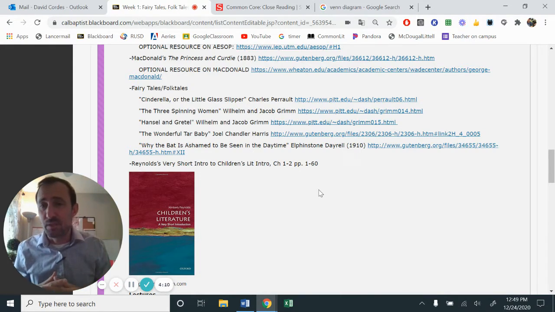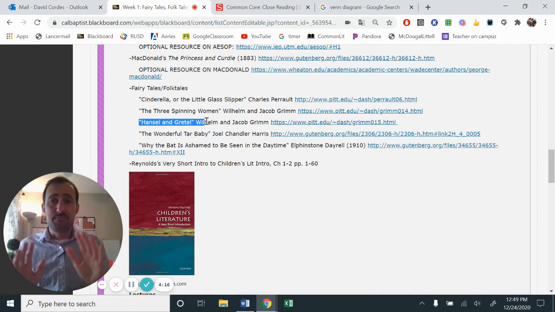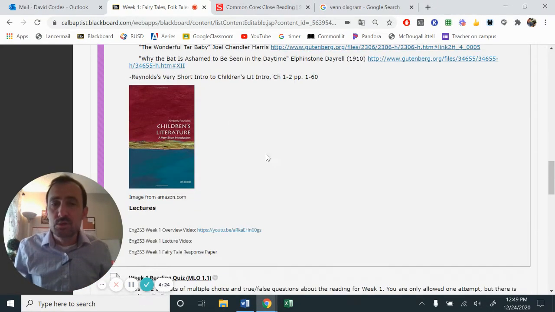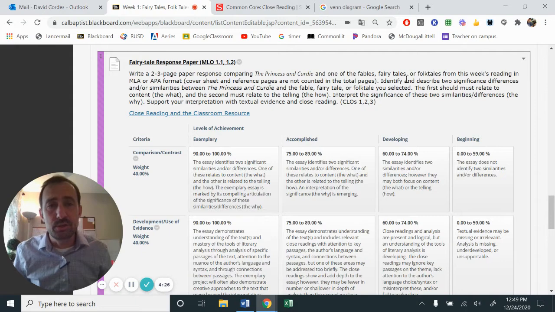You may find something interesting like, oh, this reminds me of Hansel and Gretel. And I wonder if those components of magic being used or the exaggeration of characters and how they die, right? Maybe that's something that sticks out to you. So the very first component that you're going to do is to identify and describe those significant items.